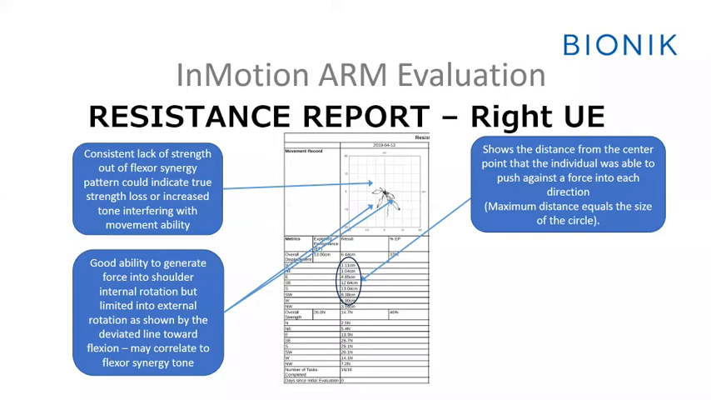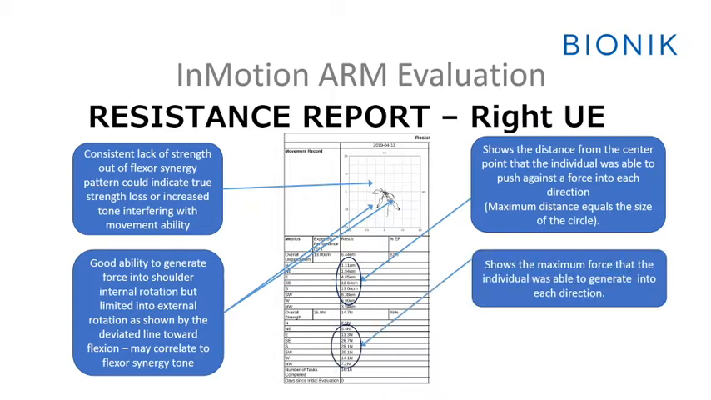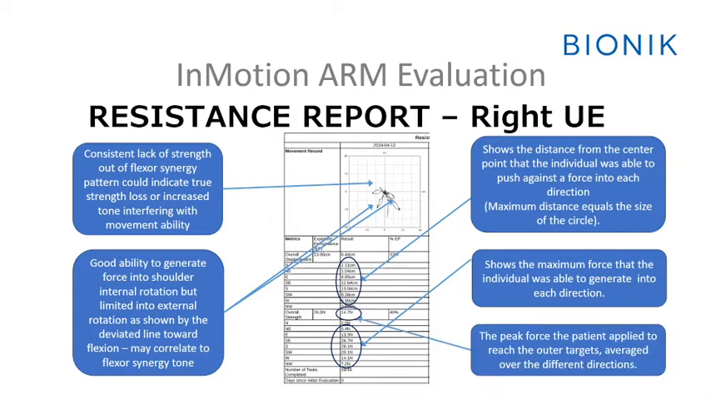Here again, we show the distance from the center point that the individual was able to push against a force into each direction. This is equal to the maximum distance that the patient was able to go around the circle. We also have forces measured in each direction as well so that we can delineate which direction the patient was strongest. The peak force, again, is measured here as well, giving us an indication of the patient's overall strength.